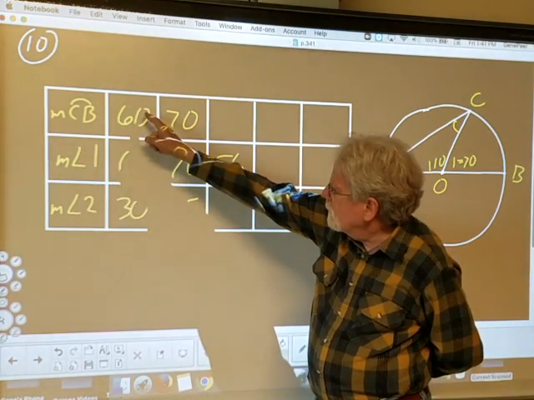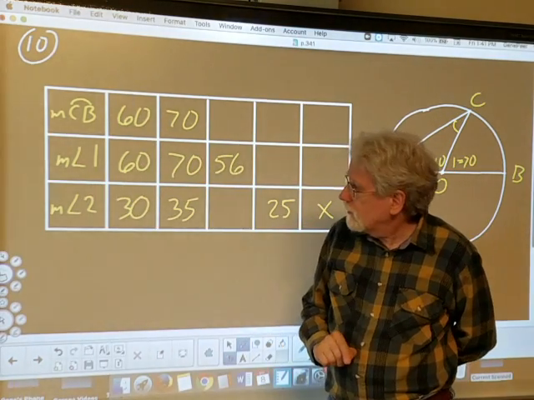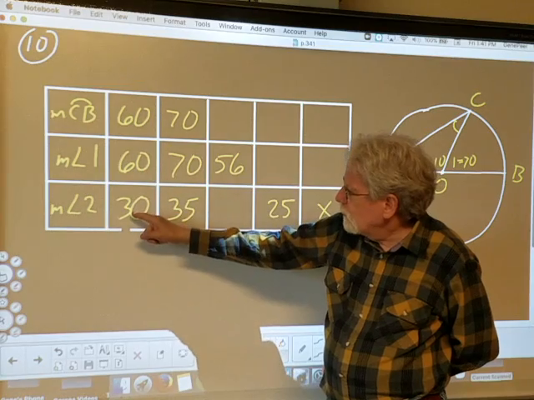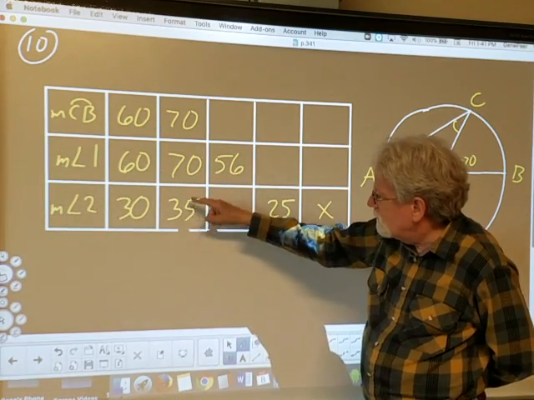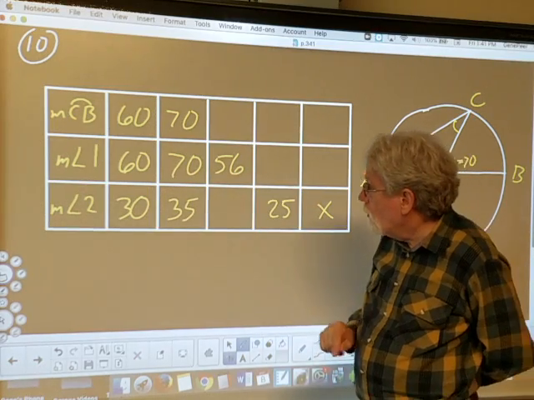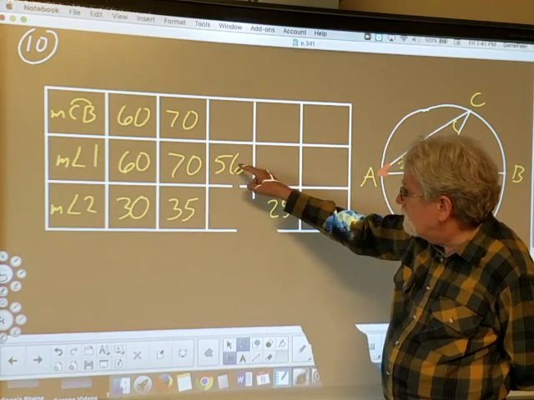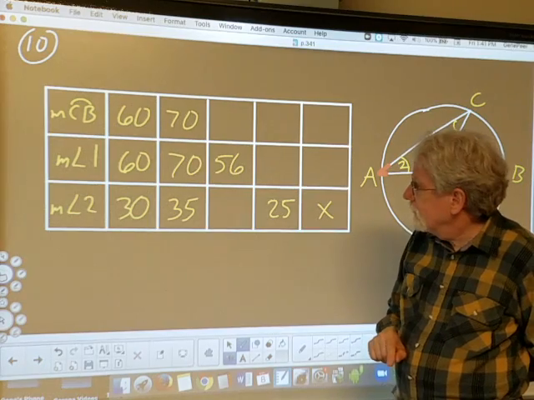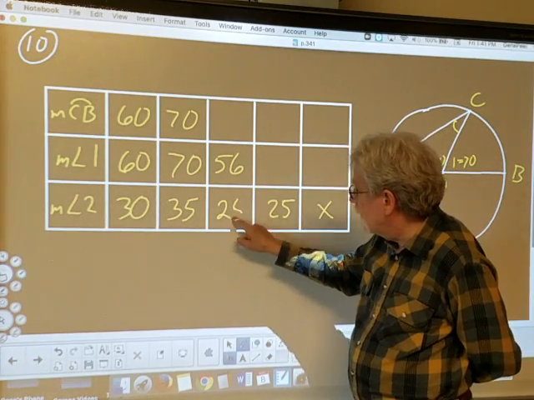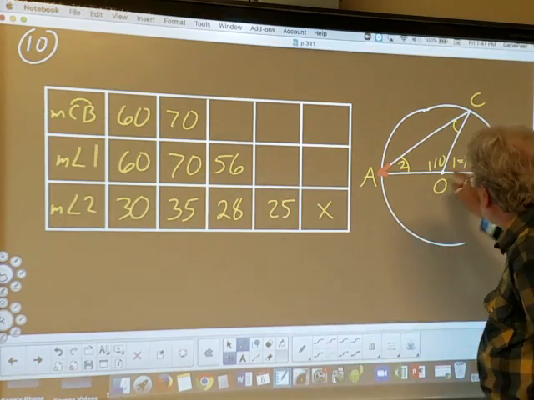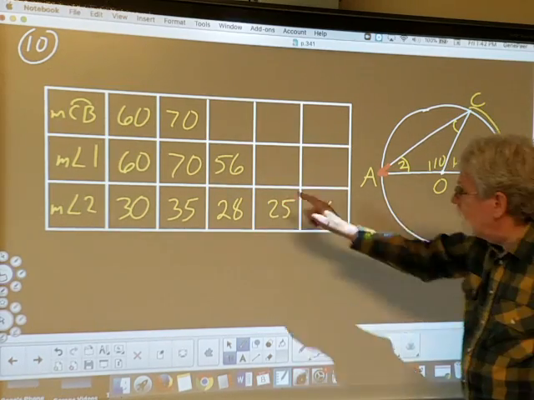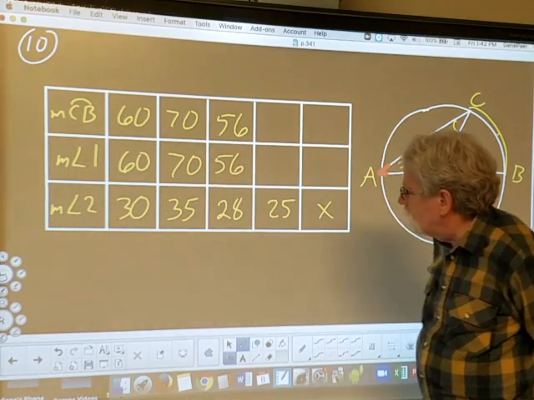That the arc is the same as the central angle, of course. And then angle 2 will be half of that central angle. Angle 2 is half of that central angle. Oh, angle 2 is half of 56. Yep, which is going to be, in this case, 28. And of course, if the angle is 56, then the arc, by definition, is also 56. This is now getting too easy, isn't it?